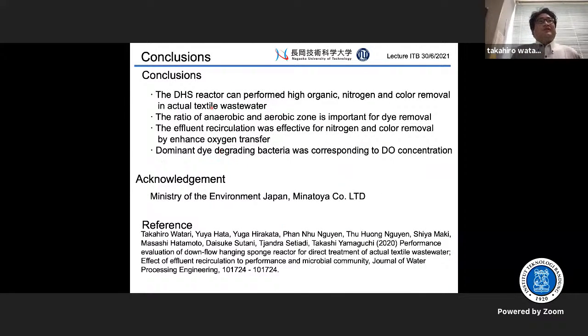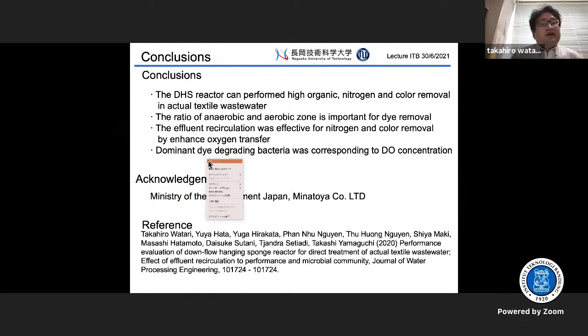So the conclusion of this study is that a single DHS reactor can perform high organic, nitrogen, and color removal in actual textile wastewater. The ratio of anaerobic and aerobic zones is very important for dye removal. That means effluent recirculation is effective for nitrogen and color removal by enhancing oxygen transfer. And the dominant dye-degrading bacteria corresponded to the DO concentration.